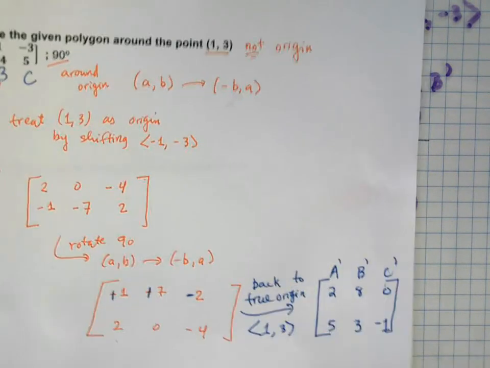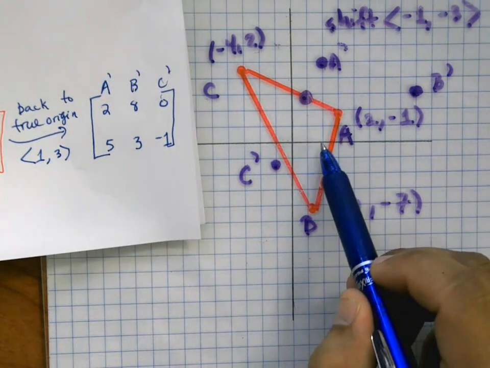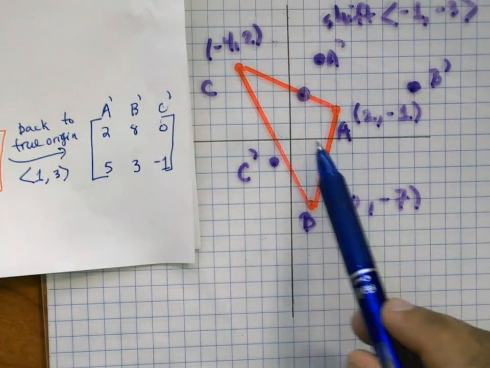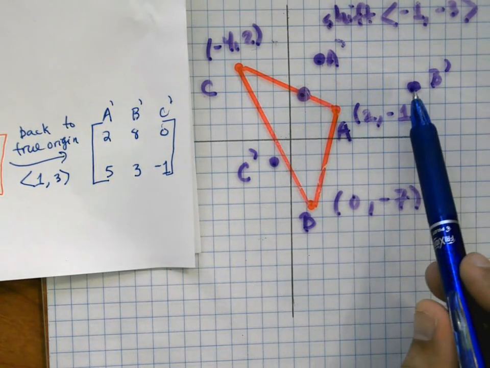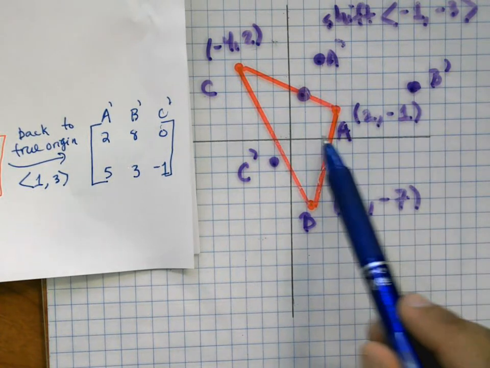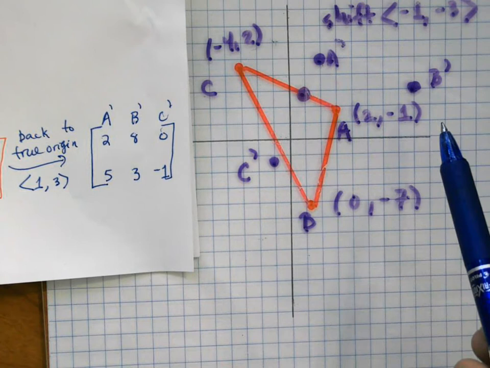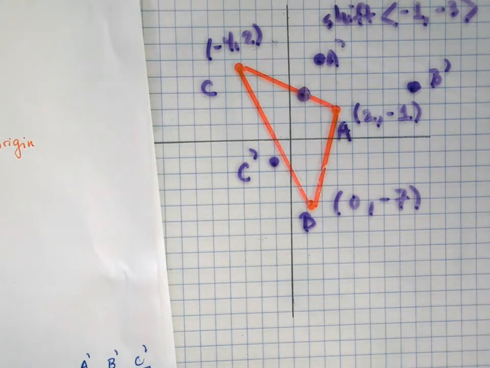And let's see if this matches. So 2, 5 should be the coordinate of A prime. 1, 2, 3, 4, 5. B prime should be 8, 3. 1, 2, 3, 4, 5, 6, 7, 8, up 3. And then C prime should be at 0. No, I'm sorry, it shouldn't be at 0. It should be at -1, -1.